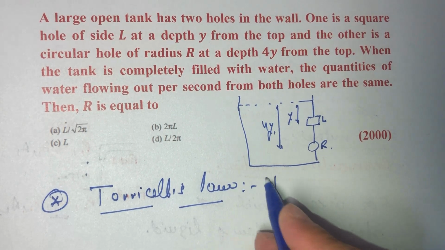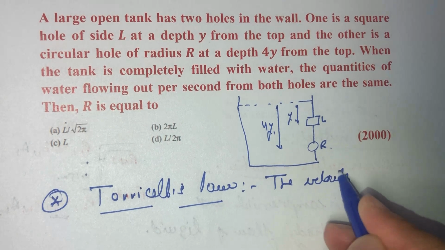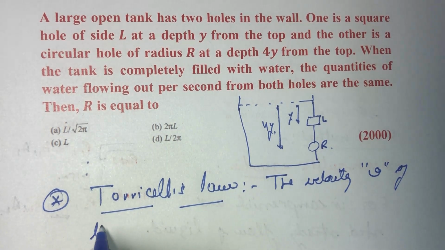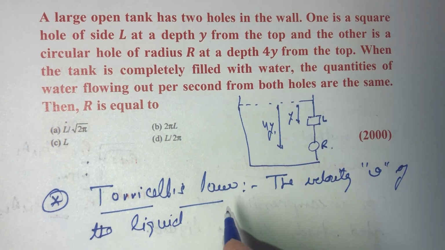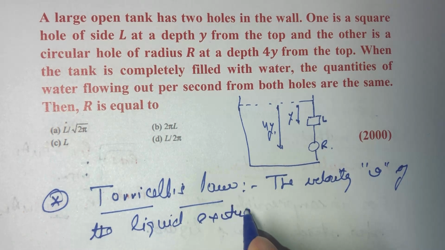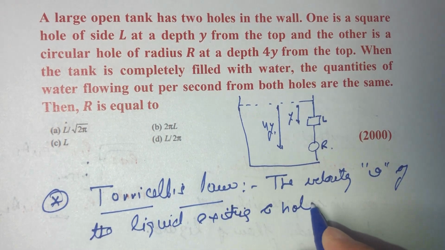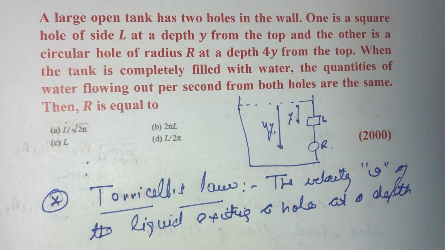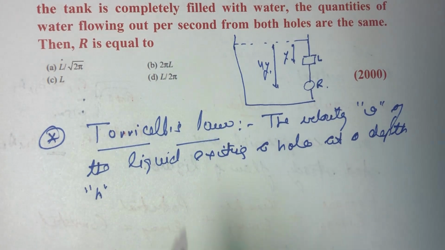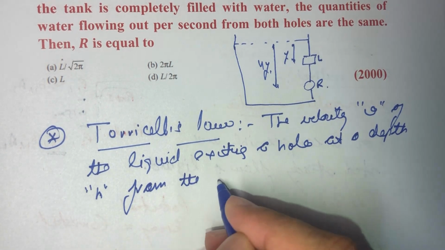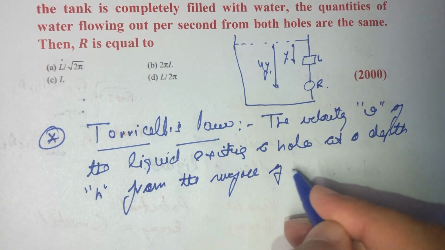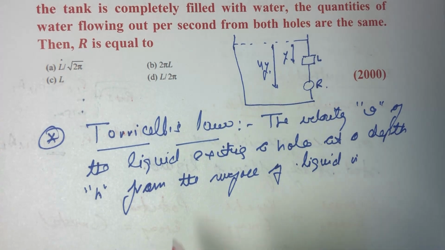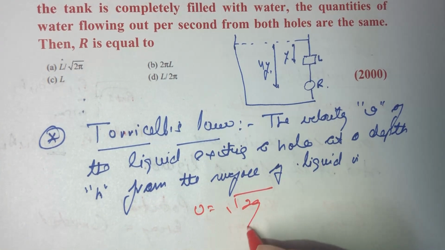And it states that the velocity v of the liquid exiting a hole at a depth h from the surface of the liquid is given as v equal to square root of 2gh.